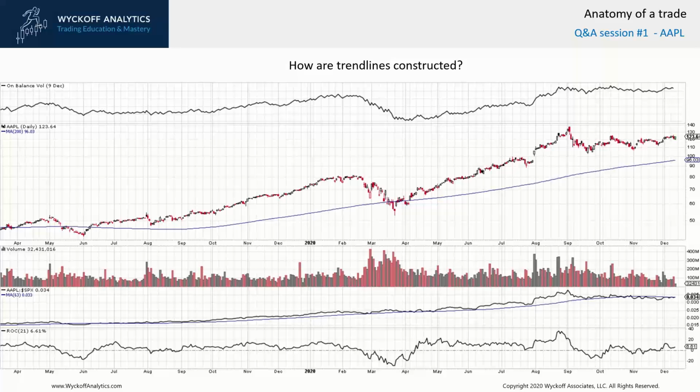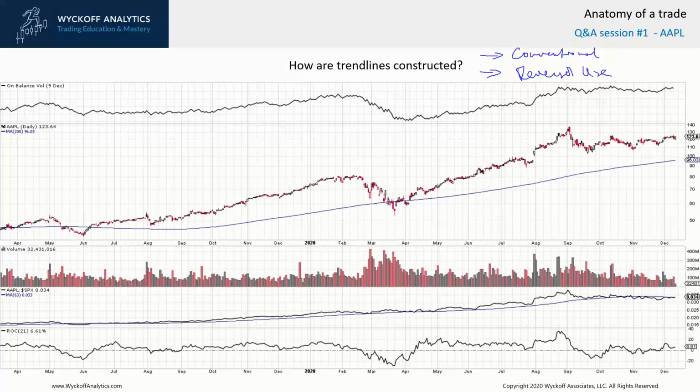So the first question is, how are the trend lines constructed? There are two types of trend line techniques that we would use. We call them conventional and reverse use of trend lines. And conventional is very simple.